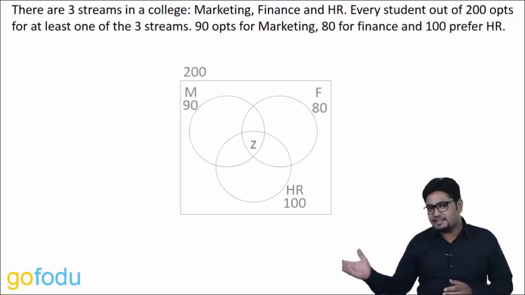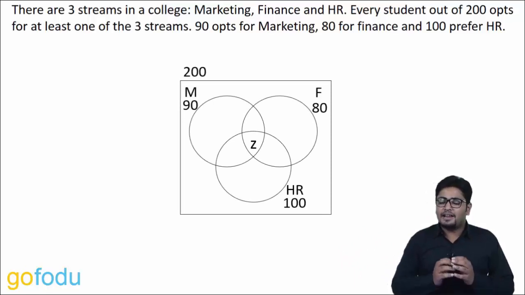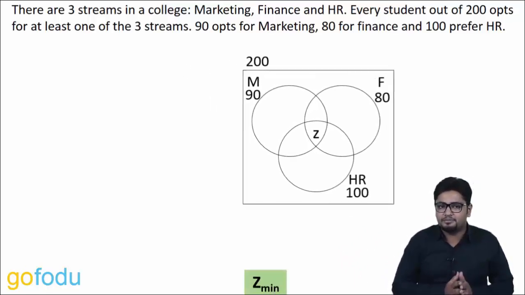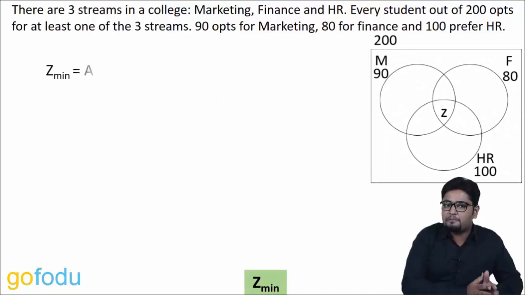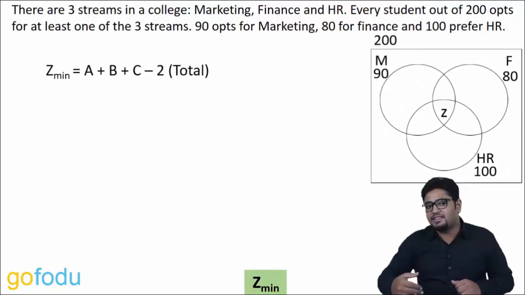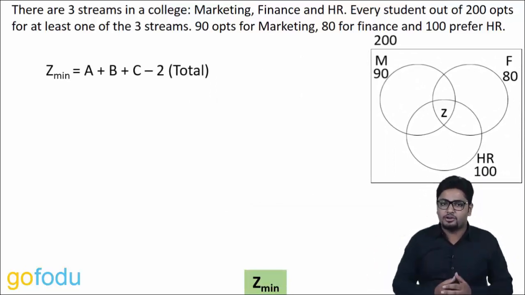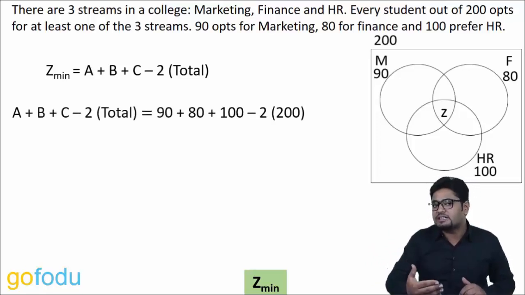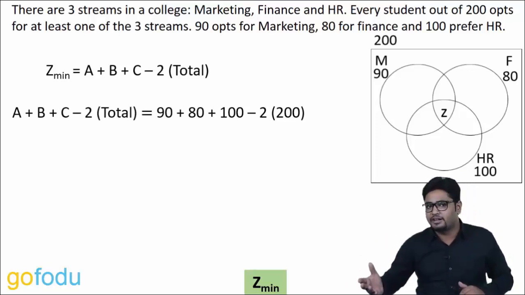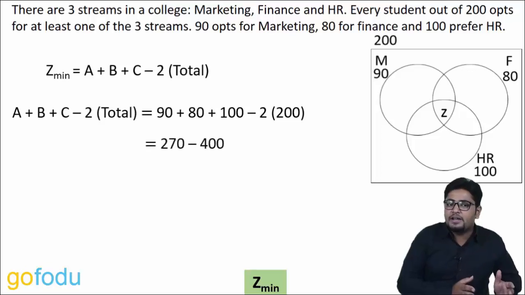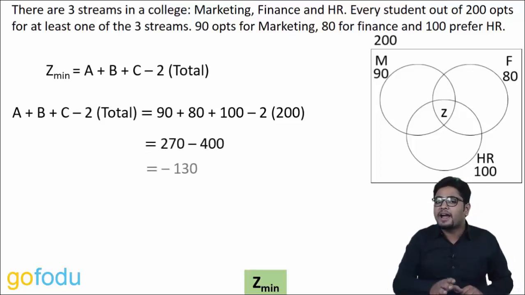The Venn diagram will be like this. Now for the minimum value of Z, we take A plus B plus C and then subtract twice the total value given. So A plus B plus C minus twice the total is 90 plus 80 plus 100 minus 400. That is 270 minus 400, which gives us minus 130. This value is clearly less than 0. So Z minimum in this case will be 0.